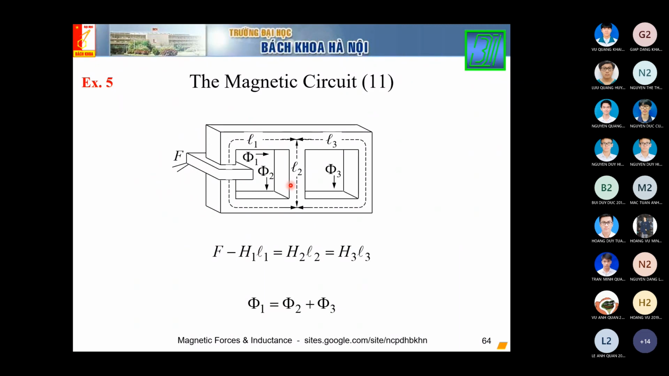Okay, the last exercise, the last example. This is very complicated. I'm talking about the configuration of the core. And to find this, we have to rely on these equations. And try to explain this. So, why do we have these equations? You can think of a corresponding magnetic circuit.